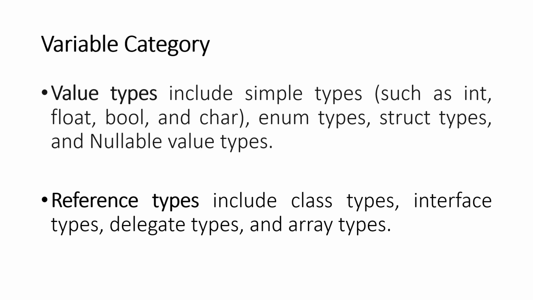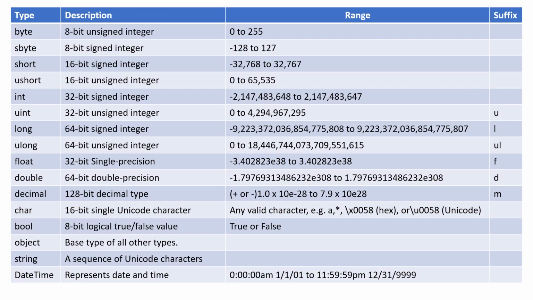Value types include simple types, such as int, float, bool, and char, enum types, struct types, and nullable value types. Reference types include class types, interface types, delegate types, and array types. As you can see in this table, each data type, except string and object, includes a value range. The compiler will give an error if the value goes out of the data type's permitted range.